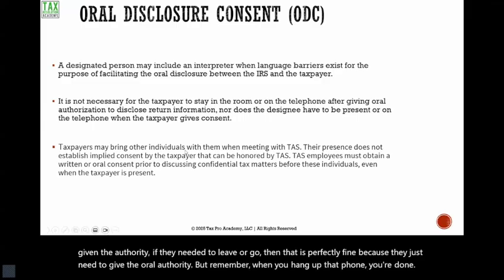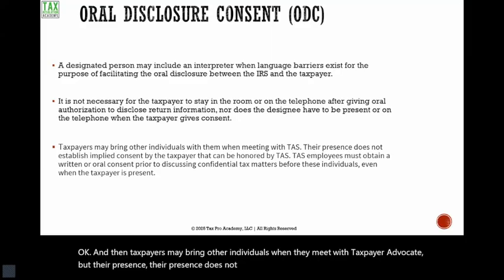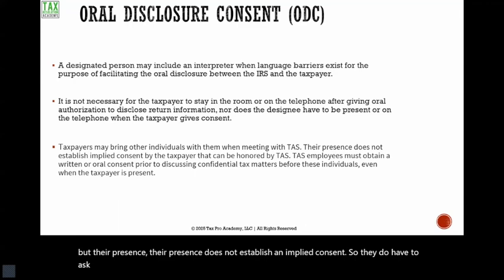Okay. And then taxpayers may bring other individuals when they meet with taxpayer advocate, but their presence does not establish an implied consent. So they do have to ask the taxpayer if they're with you, then they have to ask the taxpayer that it's okay if you don't have a power of attorney in your hand that gives you that authority.